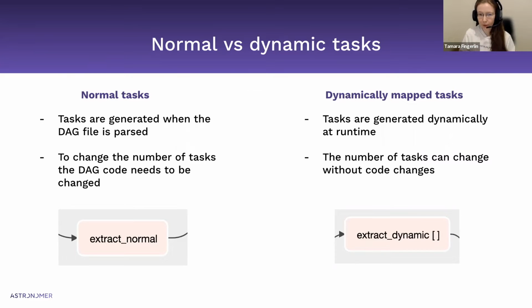So the number of tasks can change without any code changes. Every time this DAG runs, at the point where it reaches this dynamically mapped task, it will look at the input that this task is getting, and I will show you how to do that later. Then it will decide: do we need 2 copies, 10, or 1,000 of this task?